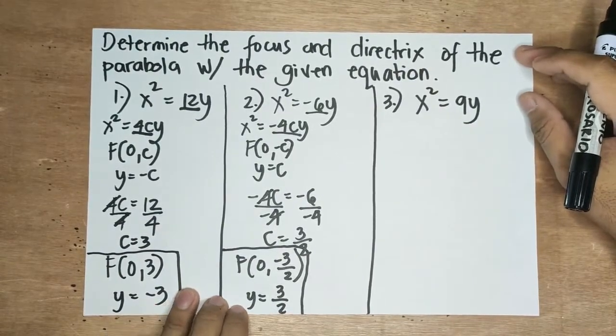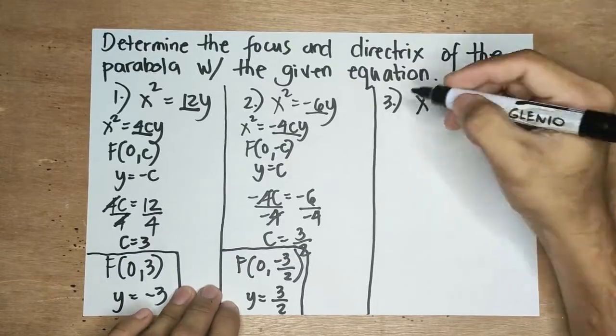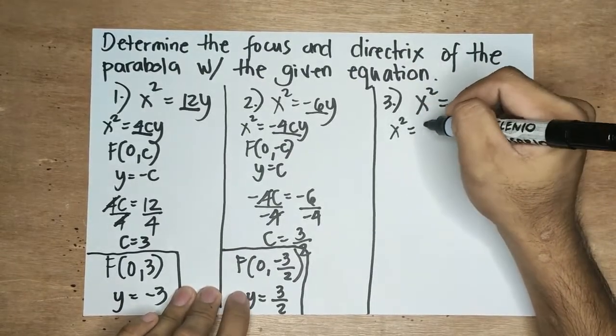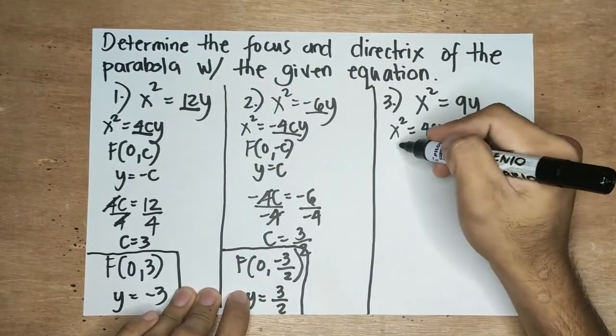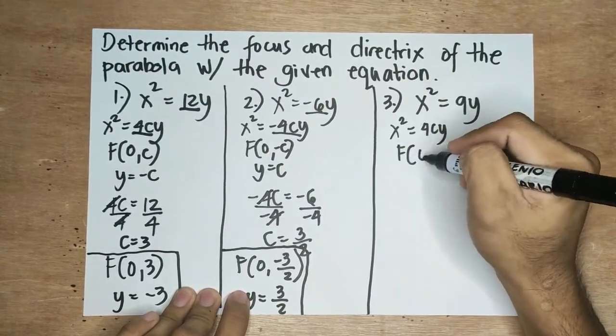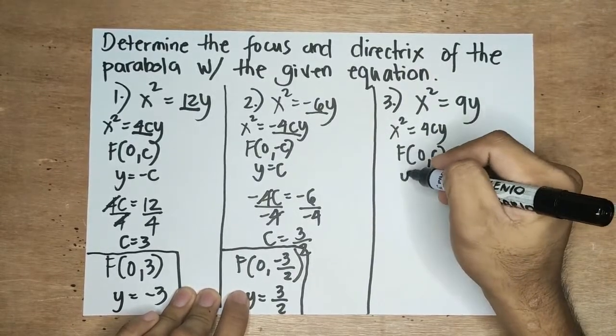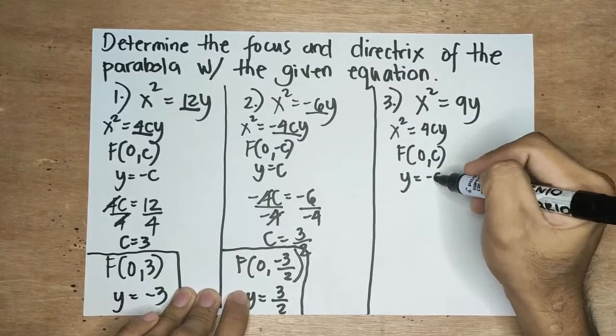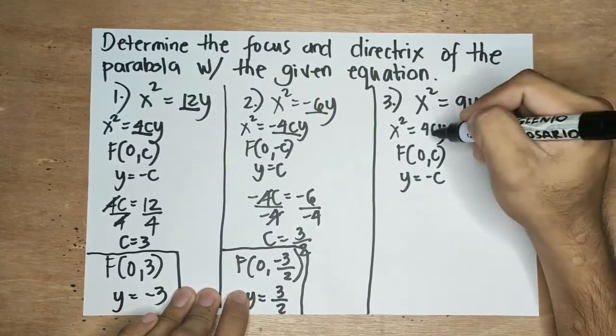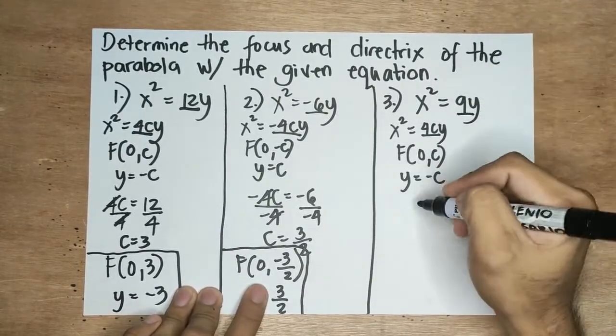This is the answer. Third example, x squared is equal to 9y. So, same lang sila ni example number 1. It takes this format, x squared is equal to 4cy. And then the focus is at 0, c. And then the directrix is at line y is equal to negative c. So, since equal lang si 4c at si 9, we can equate them.